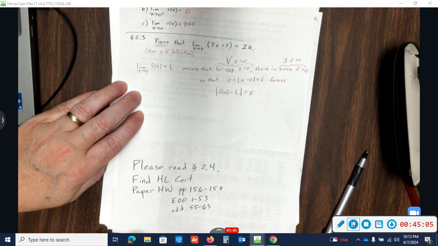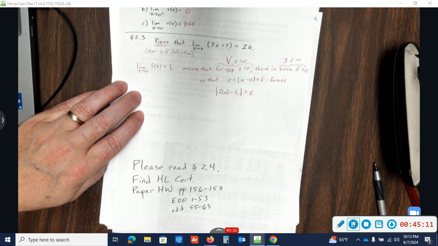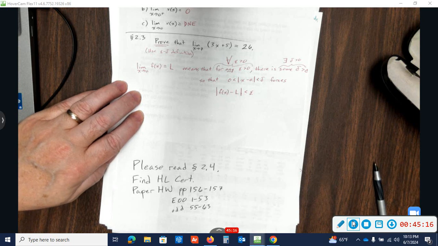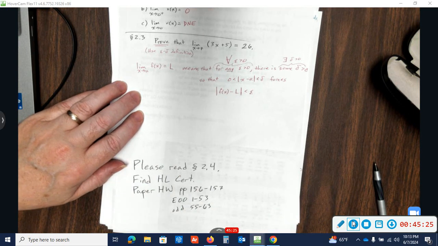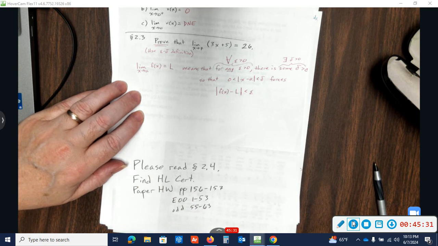Do finish the 2-3 stuff first. I mean, if you skip the 2-3 stuff, you're still allowed to do later homework, but it's not going to make sense, and I promise you it's going to show up on the exams. After you've done the 2-3 stuff, please read section 2.4, which is properties of limits, limit laws. And do the certification and then paper homework, pages 156 and 157, every other odd, and through 53, and odds 55 to 63.